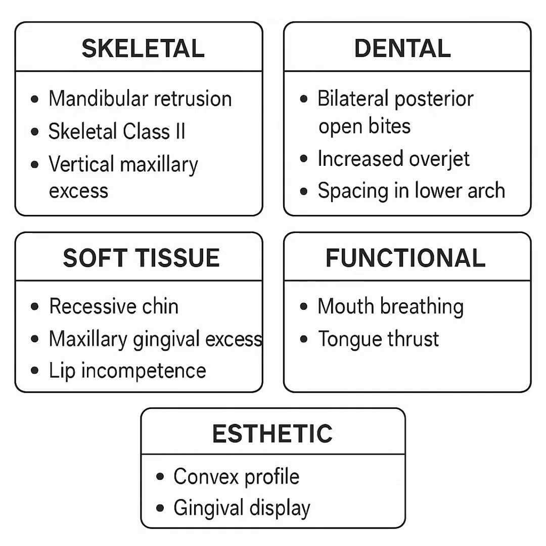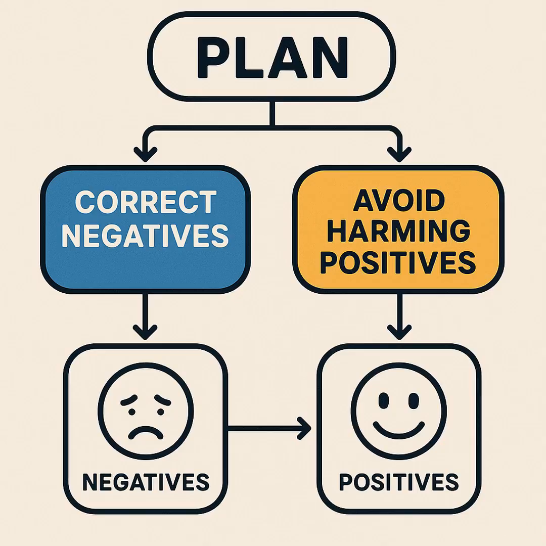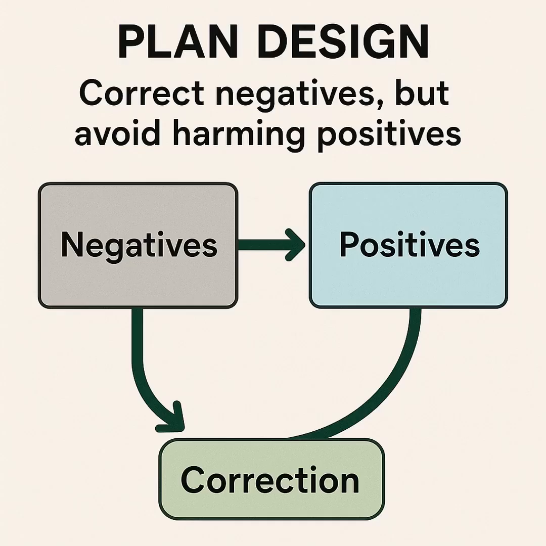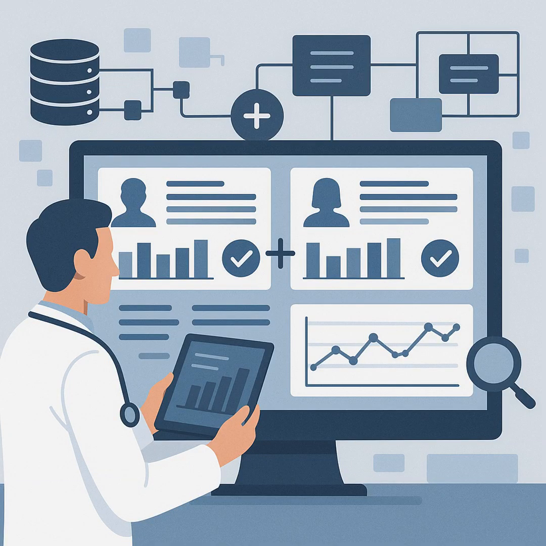Problem-oriented diagnosis is key here. Write down skeletal, dental, soft tissue, functional, and aesthetic findings. Then design a plan that corrects negatives but avoids harming positives. Modern databases and digital tools now allow us to store and compare treatment plans and outcomes, which helps standardize diagnosis and improve decision-making.